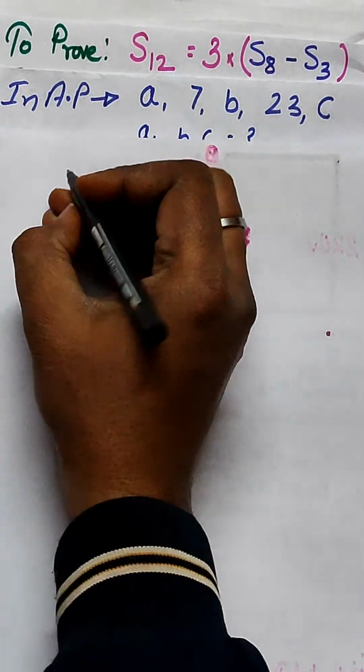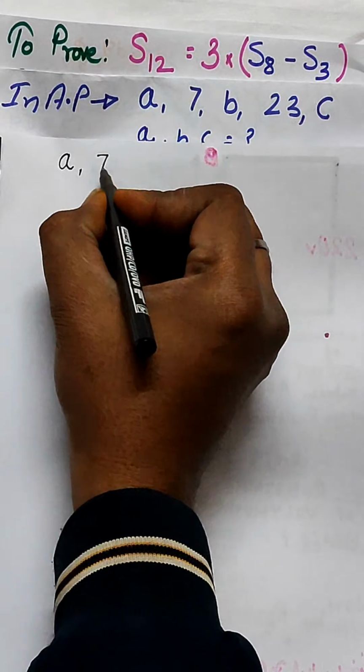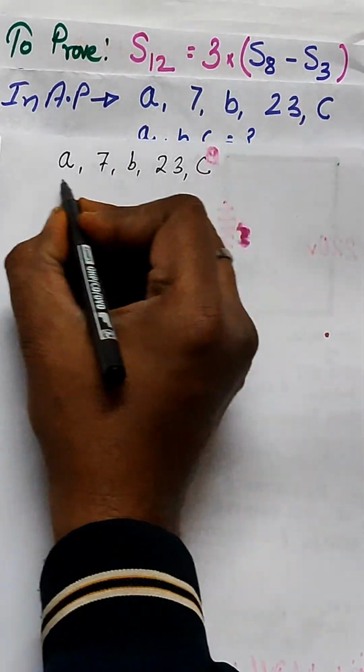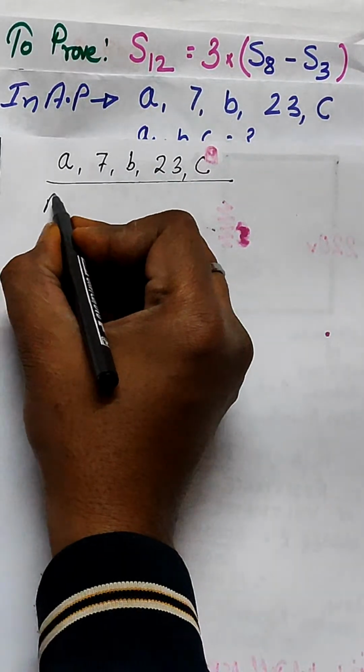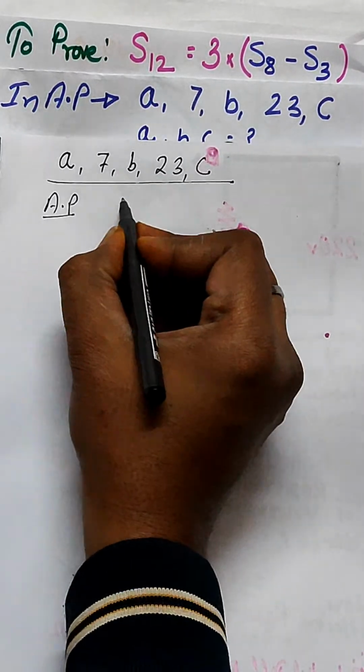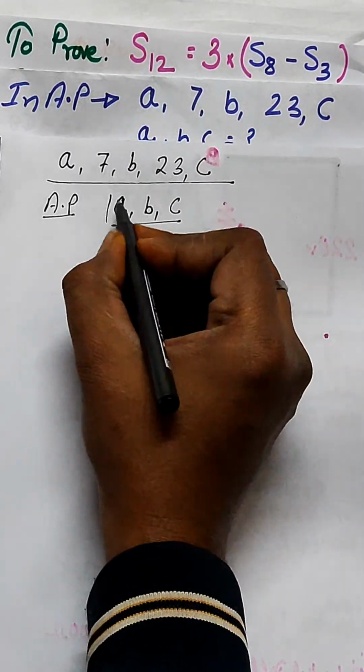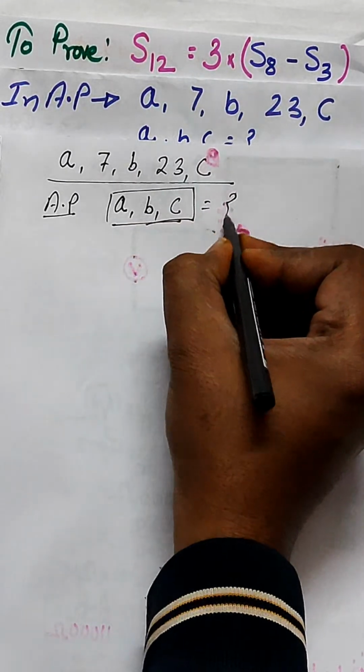If the series is A, 7, B, 23 and C, this is the AP. We need to calculate the value of A, B and C, right? This is the question. Now what we will do?